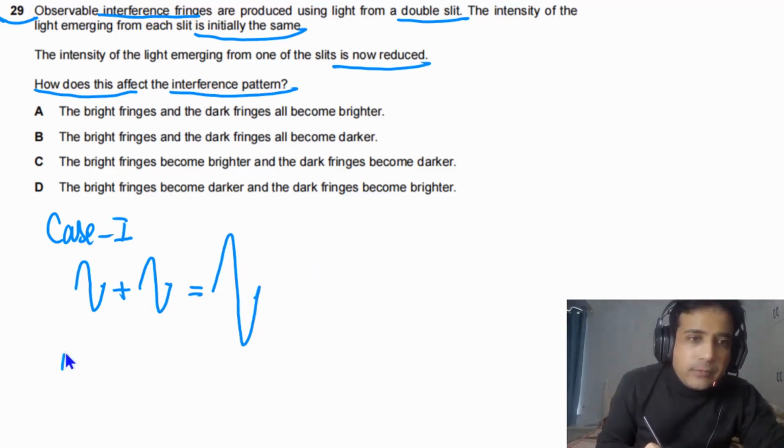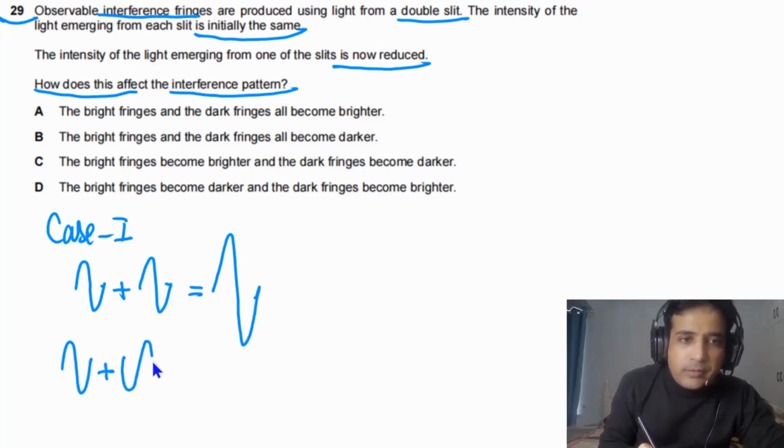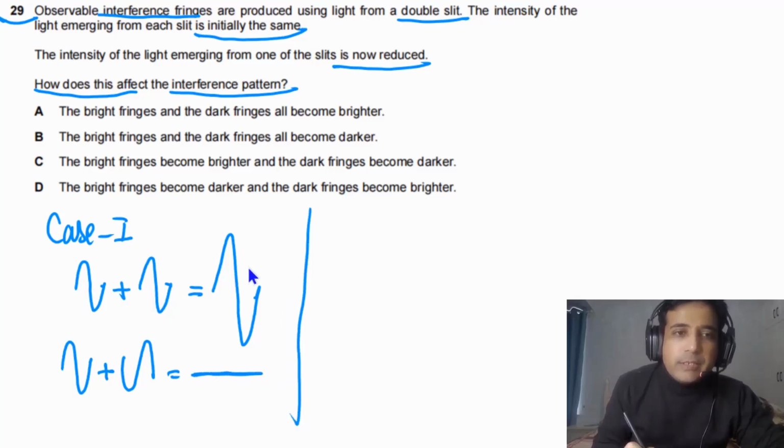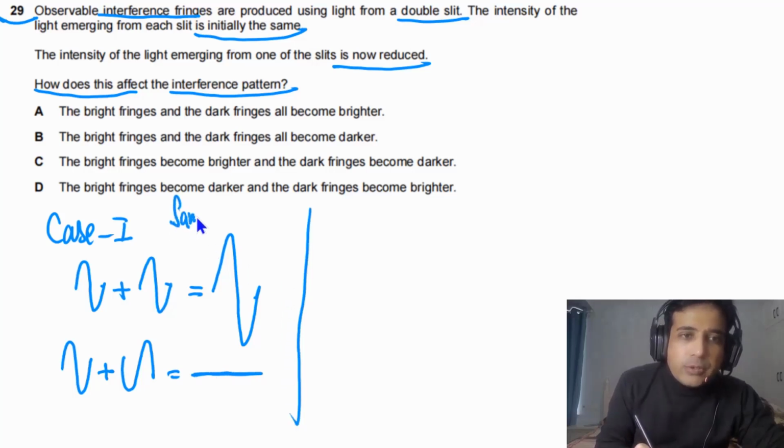And when they interfere destructively, means their phase difference is 180 degrees, we will see the dark fringe, means no light. So this is case 1 when the intensity is the same from 2 slits. So this is same intensity.